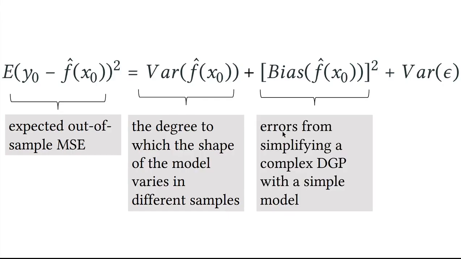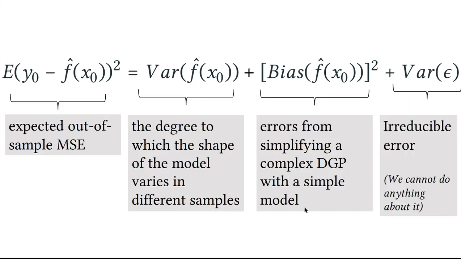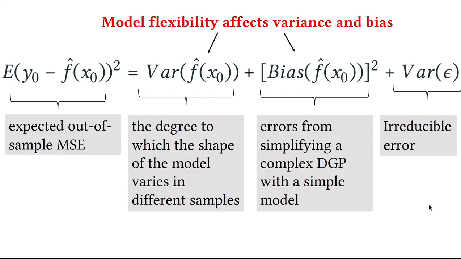The second term basically captures errors that we inevitably get from simplifying a complex data generating process by some simpler model. And the final part is the irreducible error. There are, of course, some other factors that lead Y to vary in our sample or in the data generating process in general, and they have nothing to do with X, and that is why it's called irreducible error. This variance that comes from other external factors, we cannot do anything about it. But we can do something about variance and bias.